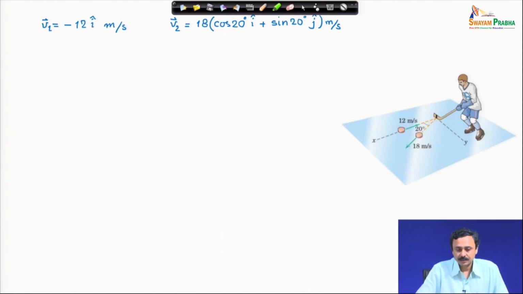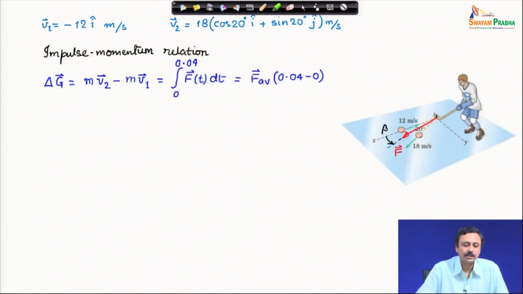After being hit, velocity V2 has magnitude 18, and the unit vector direction is cos 20 i cap plus sin 20 j cap. Magnitude times direction, meter per second, is the velocity vector. Now, we use the impulse-momentum relation. The change in the linear momentum of the puck, which is mass times velocity after being hit, minus mass times velocity before the impact, must be equal to the impulse of the force.